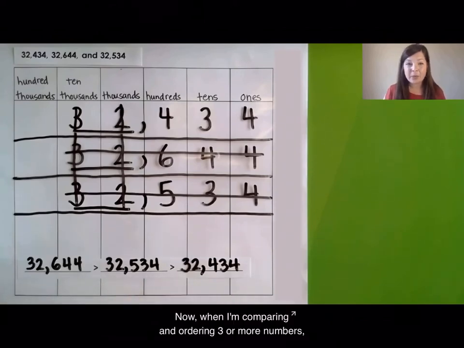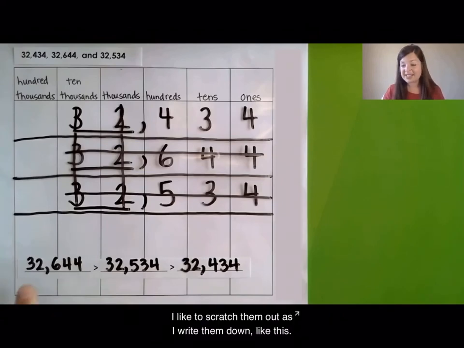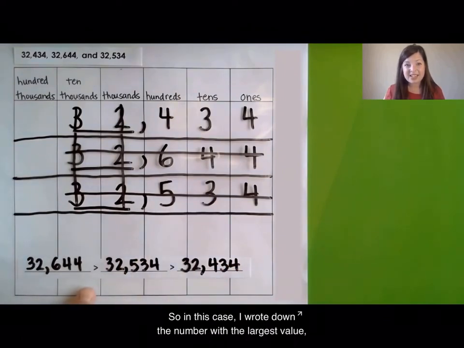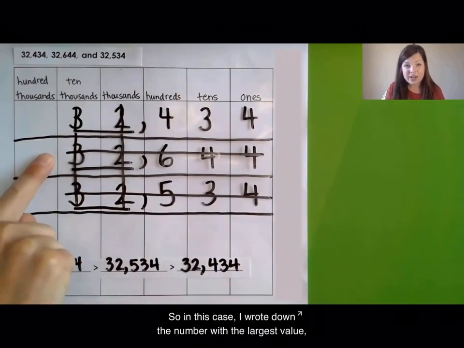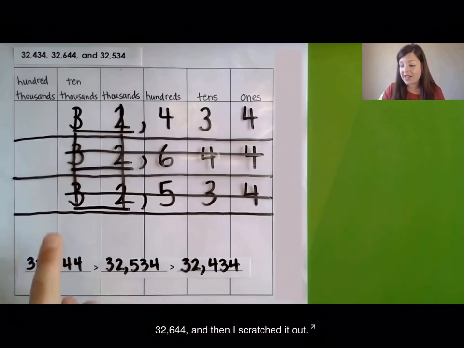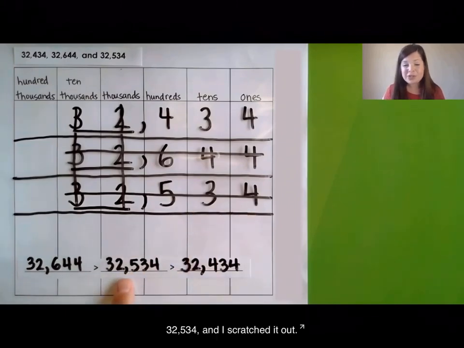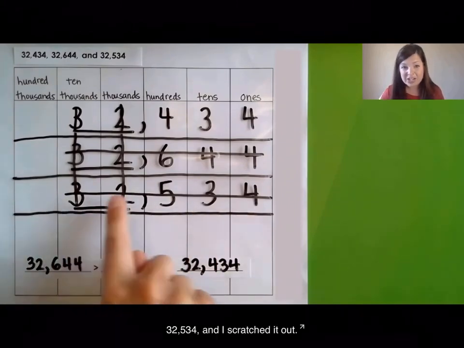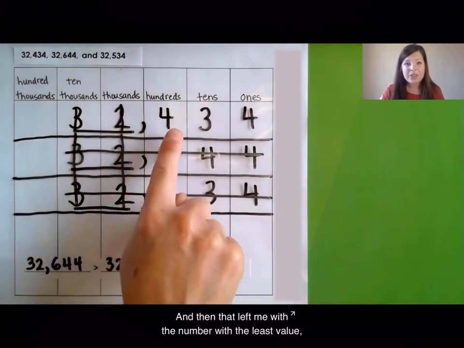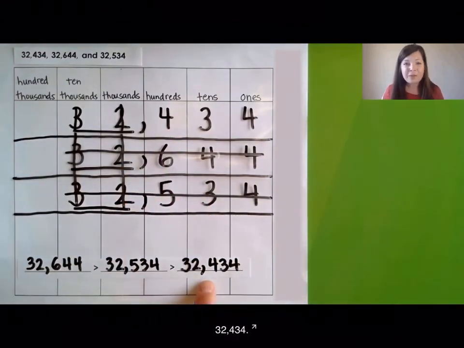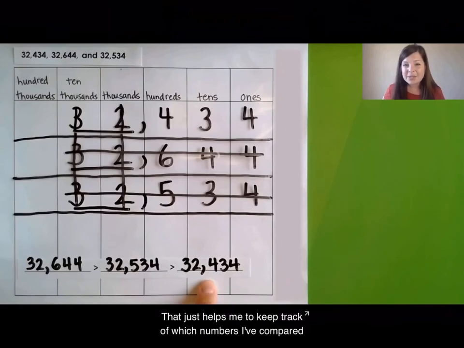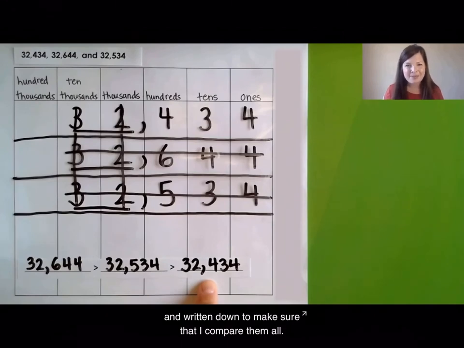Now, when I'm comparing and ordering 3 or more numbers, I like to scratch them out as I write them down, like this. So in this case, I wrote down the number with the largest value, 32,644, and then I scratched it out. Then I wrote down the number with the next largest value, 32,534, and I scratched it out. And then that left me with the number with the least value, 32,434. That just helps me to keep track of which numbers I've compared and written down to make sure that I compare them all. Now let's read this comparison out loud.